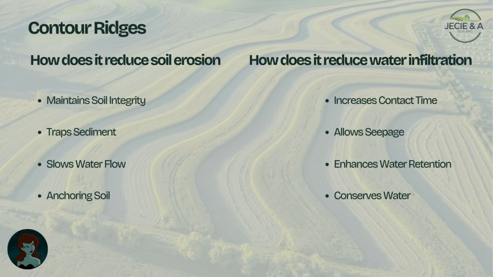So, how can contour ridges reduce soil erosion? They can maintain soil integrity, trap sediments, slow water flow, and anchor soil. They can also improve water infiltration by increasing contact time, allowing seepage, and enhancing water retention to conserve water.